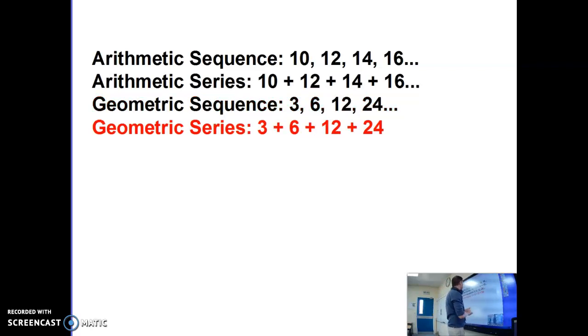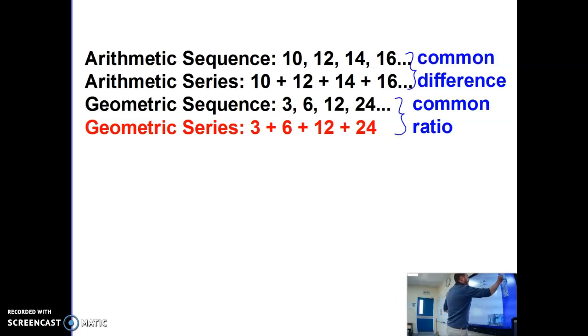Now, I think you can probably guess that a geometric series is when we take a sequence and add up all the terms, the sum of all of the terms in that sequence. So, arithmetic, we're talking about common difference. Geometric, common ratio. And you can find the common difference by taking a pair of terms, and if you want a difference, we're going to subtract.